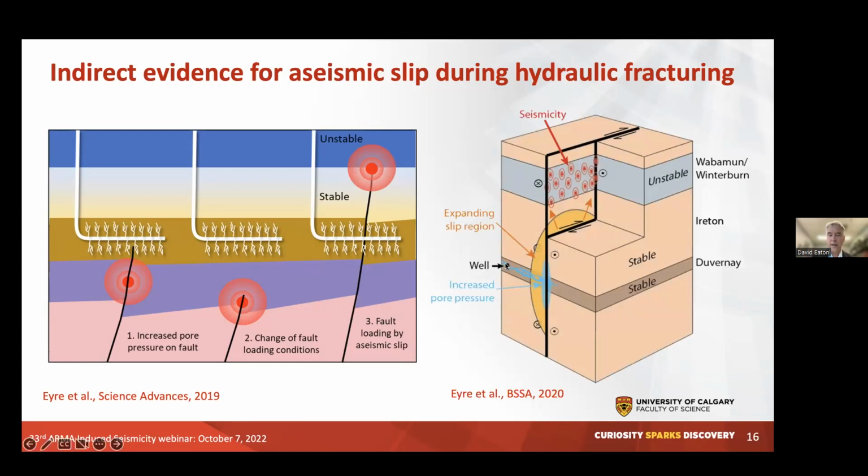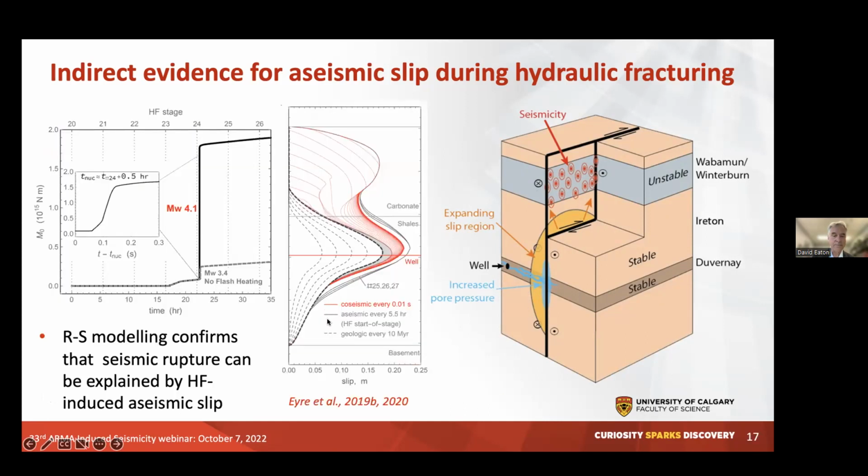So again, hydraulic fracturing in the Duvernay level, pressurizing a fault, driving a slow slip on the fault within an expanding region that progressively loads a stuck part of the fault, which has velocity weakening rheology. So once we initiate slip on here, it produces the induced earthquake.